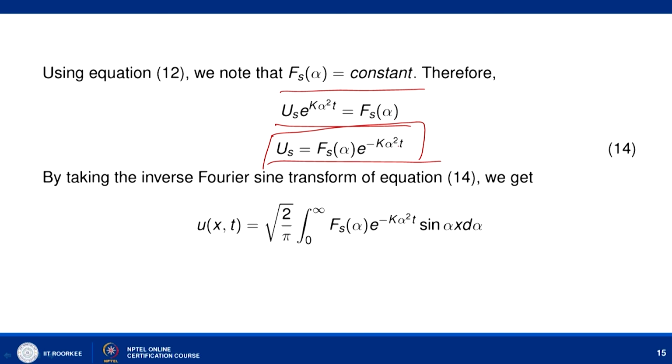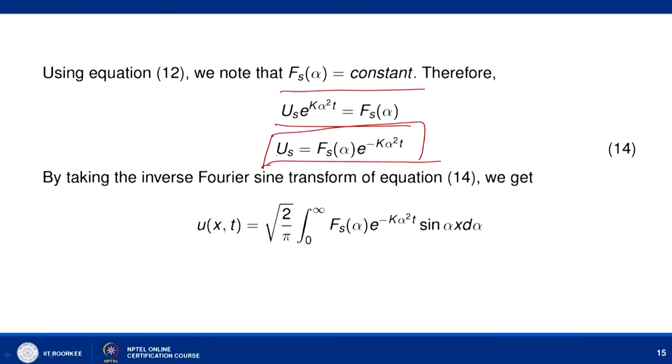So this is the Fourier sine transform of u(x,t). Once we know the Fourier sine transform of u(x,t), we can find u(x,t) by taking the inverse Fourier sine transform of this equation. So u(x,t) equals root 2 upon pi, integral 0 to infinity, fs(alpha) e to power minus k alpha square t sin alpha x d alpha. By solving this we can find the solution in terms of x and t.